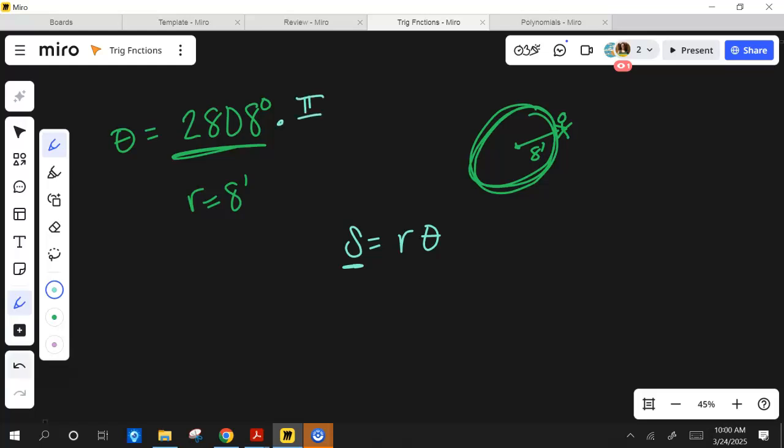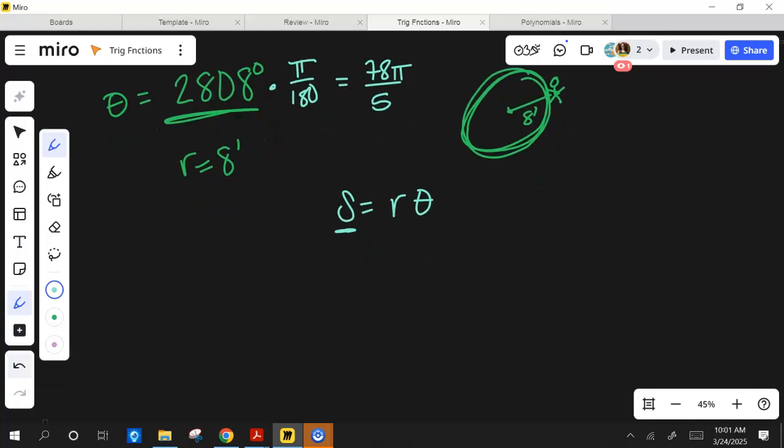Pi over 180. So on your calculator, 2808 divided by 180 gives you, give me a fraction, math enter. 78 over 5. So 78 pi over 5. Now all I have to do is plug that in. So S, okay, great.